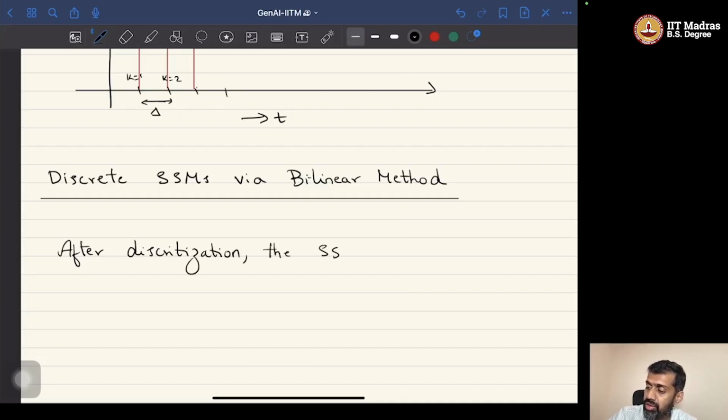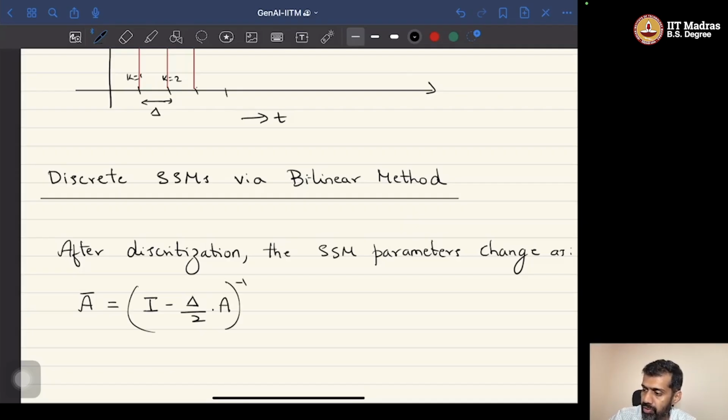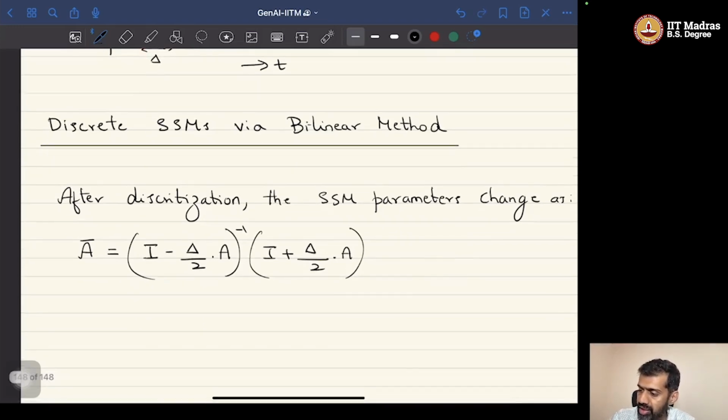the SSM parameters change as follows. Now let's call them A bar. So discrete parameters are A bar. So A bar now becomes I minus delta by 2 times A, inverse of this, times I plus delta by 2 times A, where I is the identity matrix of appropriate size and delta is the step size as we saw.